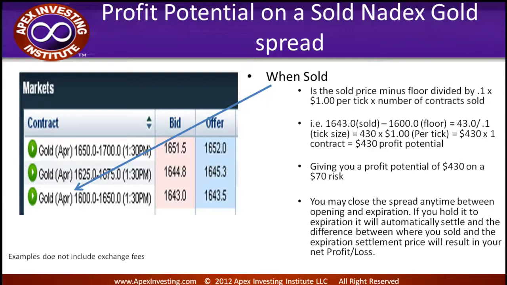We can open it and close it multiple times before expiration if we want to. If we hold it to expiration, it'll automatically cash settle, and the difference between where you sold and the expiration settlement price will result in your net P&L if you don't close it before expiration. If you do close it before expiration, your net P&L will be the difference between where you sold and where you bought, but it will never exceed $430 based on this example for your profit. It'll never exceed $70 for your risk, no matter how far gold moves.